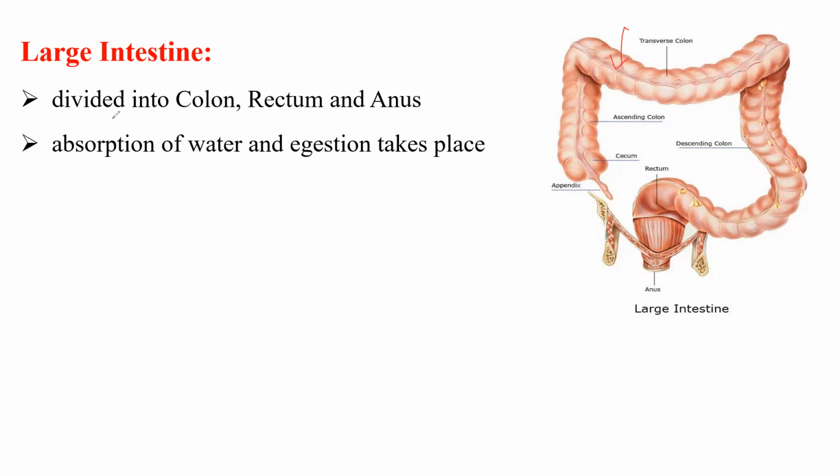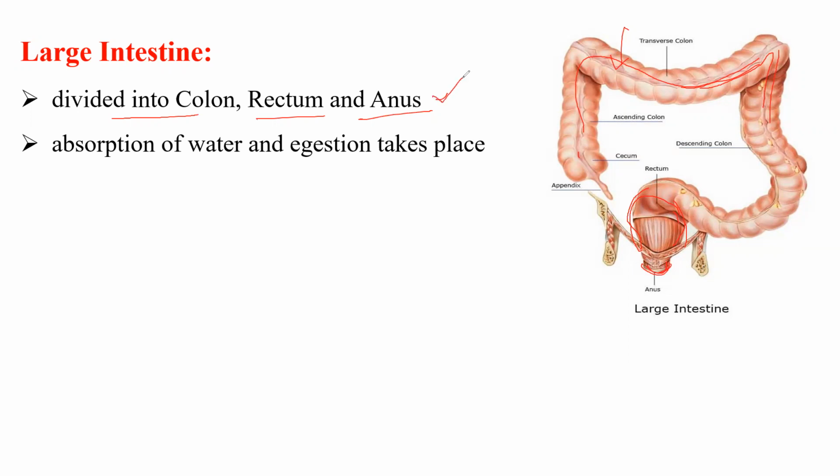Here, the large intestine is divided into colon, rectum, and anus. Colon, you can see, this is the inverted U shape colon, and the rectum is the final part of the alimentary canal, we can say, and the ejecting part is the anus. These are the three parts.